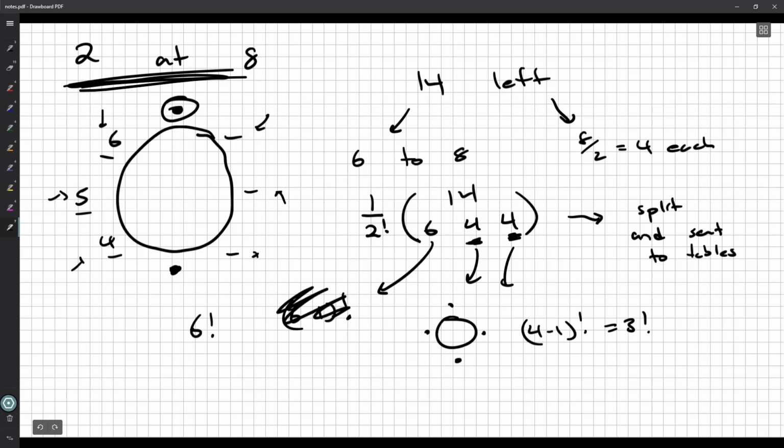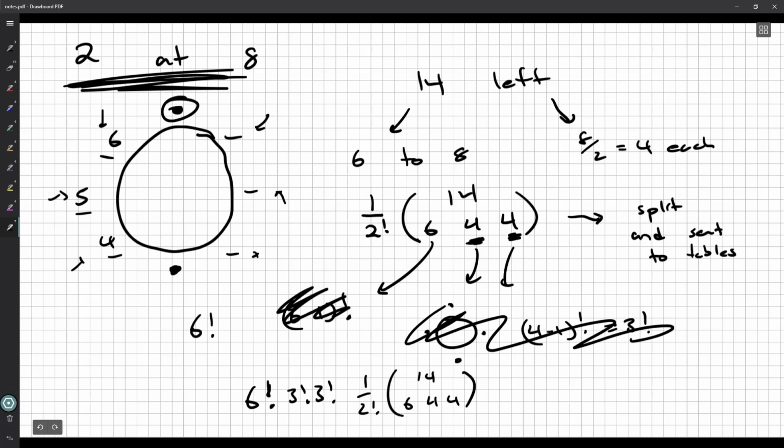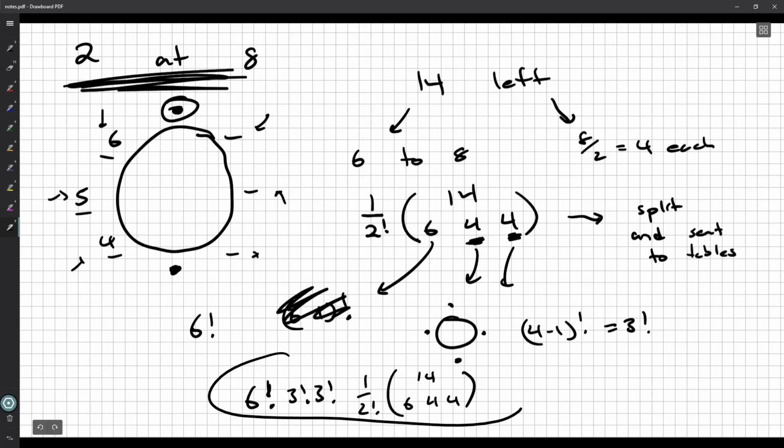Okay? So for these 2 people, the 2 that have to sit opposite at the table of 8, it's going to be 6 factorial ways to sit people around that table, 3 factorial ways to sit people around each of the other 2 tables, and of course 1 over 2 factorial, times 14 choose 6, choose 4, choose 4 ways to actually split the people up. I suppose I shouldn't write it like that. Just do something like that. Alright, that's one of our cases.